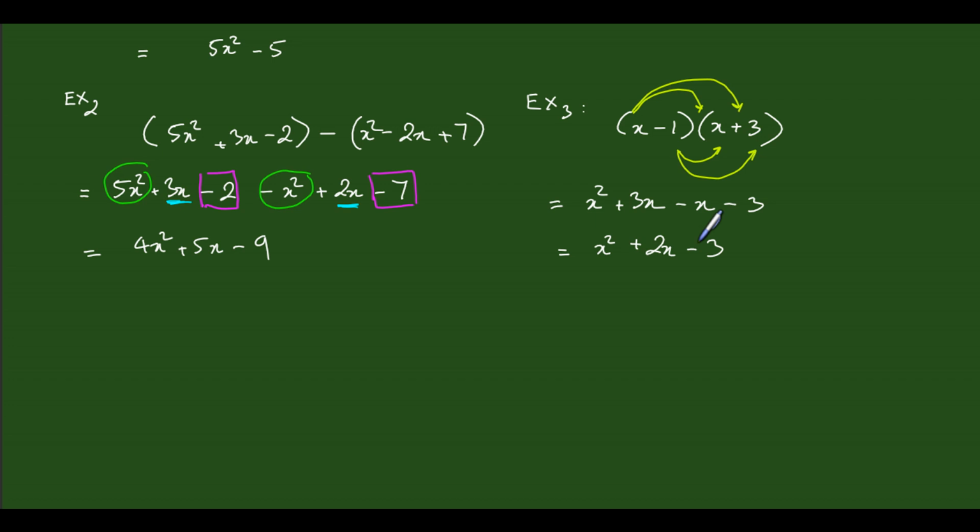Okay. Now in the next example, example number 4, the problem will be a little bit harder. So we have 3x squared plus 3x plus 5, minus 2x squared minus 3x minus 10.